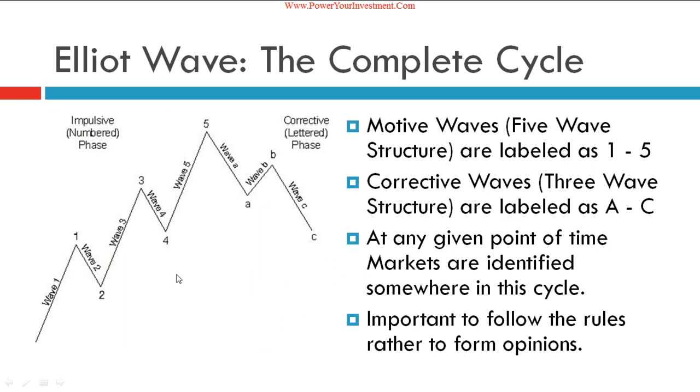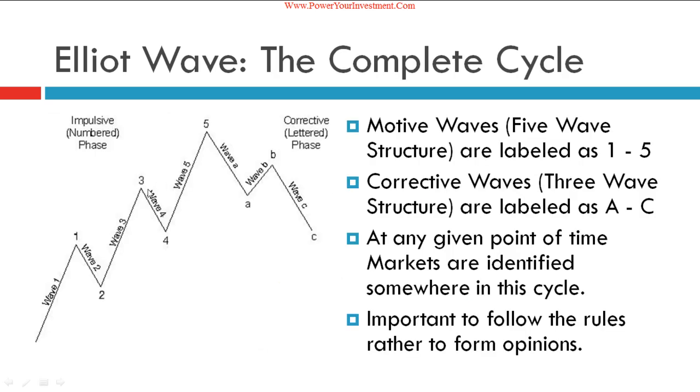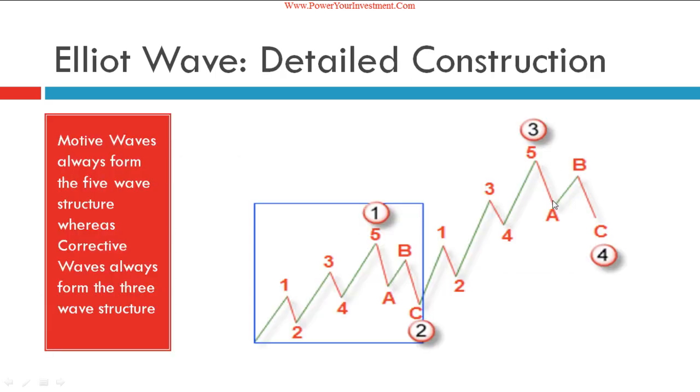Okay? Similarly, wave 3 is a motive wave. So it takes a 5-wave form. 1, 2, 3, 4, 5. Okay? Now wave 3 is corrected by a wave 4. Because it is corrective in nature, it has to follow a 3-wave structure. That is A, B, C. Alright? So here I've mentioned that motive waves always form the 5-wave structure, whereas corrective waves always form the 3-wave structure.